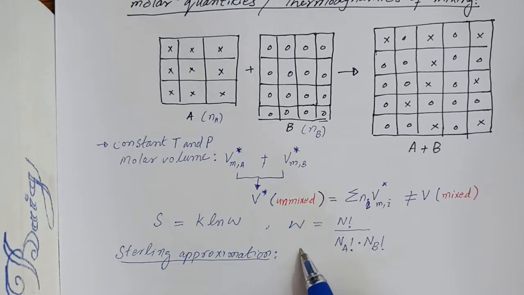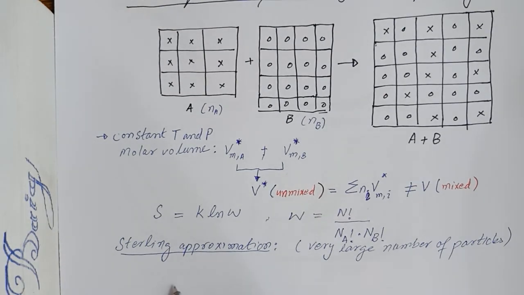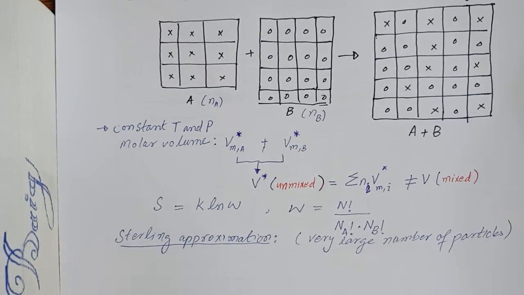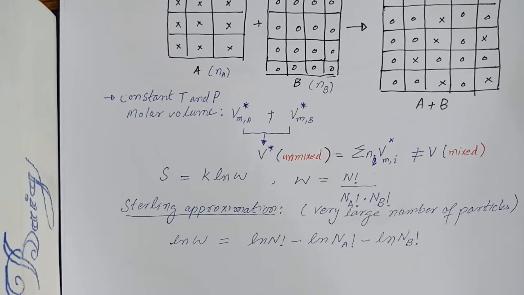Stirling approximation is applicable for a very large number of constituents. So if we apply the Stirling approximation, we have to simplify this relation: log natural of W is equal to log natural of n factorial minus log natural of Na factorial, and since it is in the denominator we write the minus sign, and again minus log natural of Nb factorial. Here we apply the Stirling approximation, which gives that log natural of n factorial can be written as n log natural of n minus n.